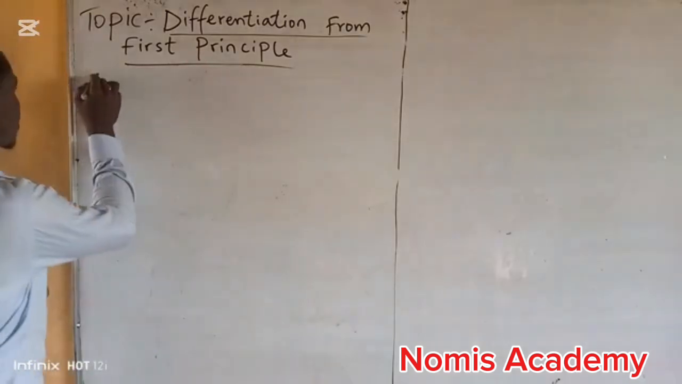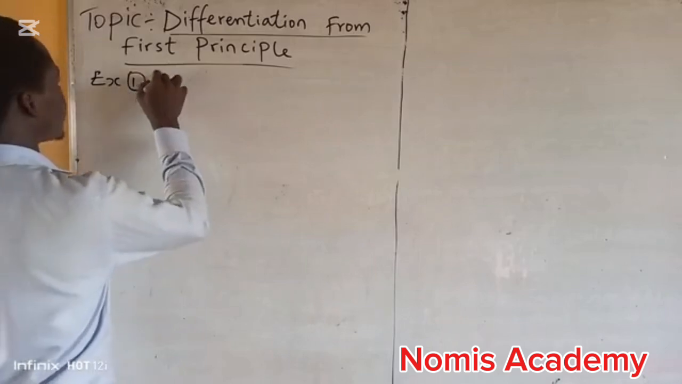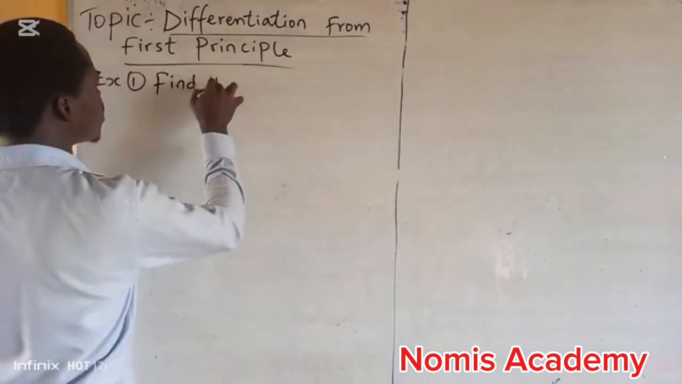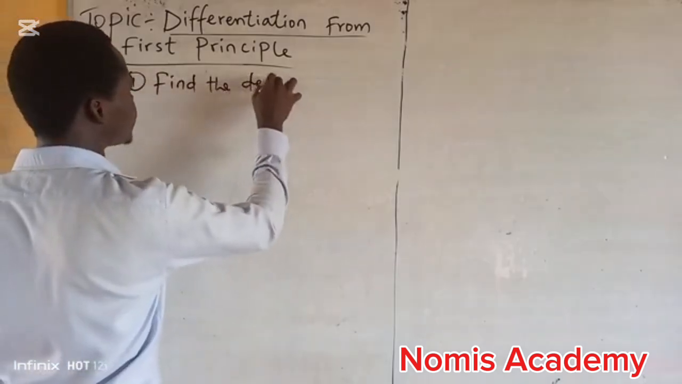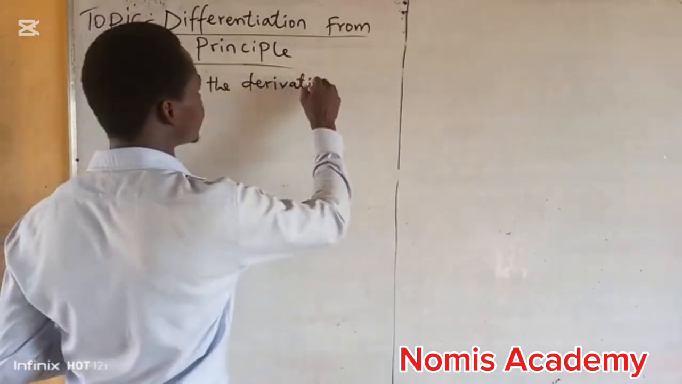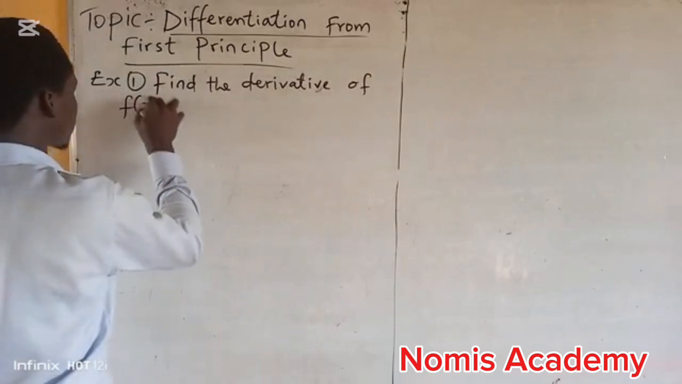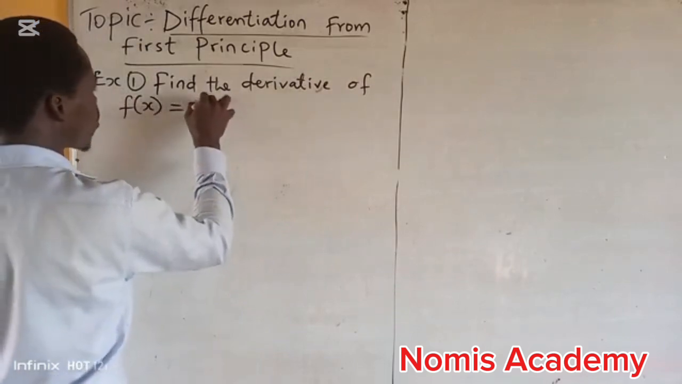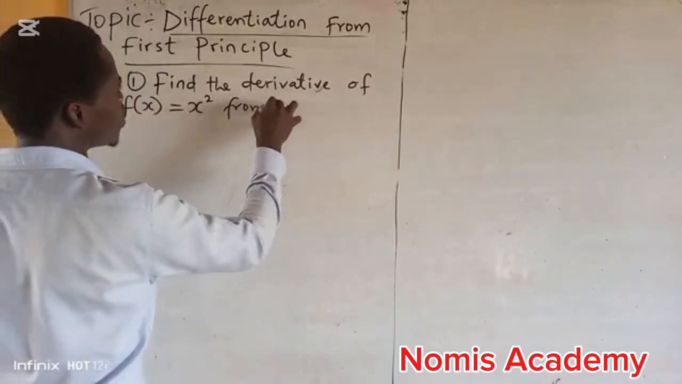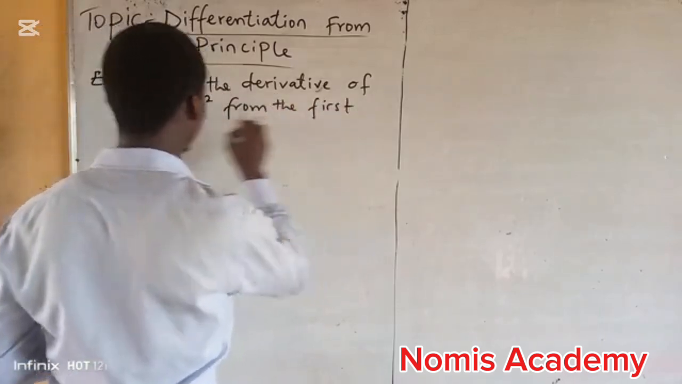Let's pick the first example, example 1. Find the derivative of f of x equal to x squared from the first principle.